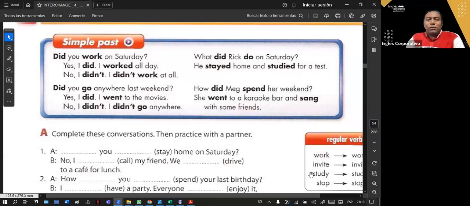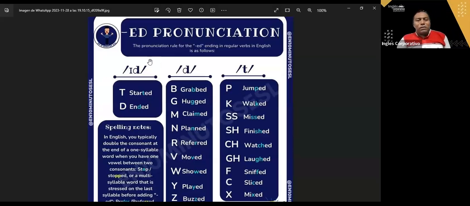Here we go. Now, so as I told you yesterday, the ED pronunciation is very important because if the verb ends in T or D, la ED se va a pronunciar como ID, ¿verdad? Started, ended, right? Como les dije ayer, si el verbo termina en T, start, termina en T. Started, and ended, right? Así la ED se va a pronunciar como ID. Started, ended. Si el verbo termina en T o en D, la ED se pronuncia como ID.